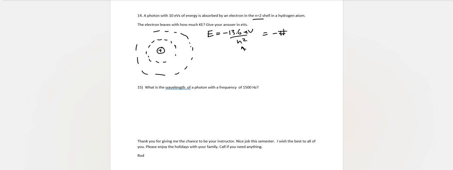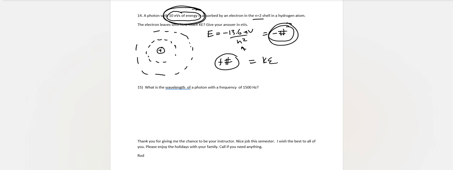Trying to think about what the rest of this means here. The electron leaves it. Oh, okay, I got it now. All right. So now, when you add this energy to this, you're going to get a positive number. And it turns out that this is enough energy to get that electron to leave, to ionize the atom. And again, when you take this and add it to this, the positive number that's left over is going to equal the kinetic energy that the electron leaves with.